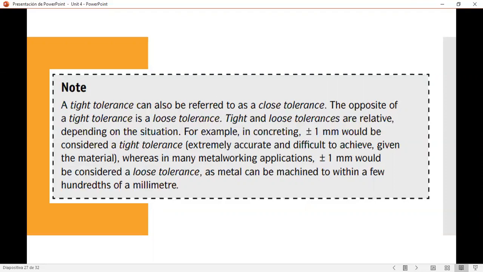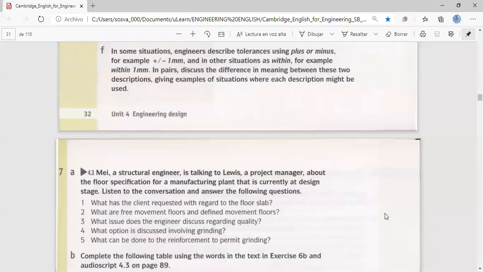Yes, and the exercise F4 in the book, let me just change the slide to that one, gives us a quick activity. It says that in some situations engineers describe tolerances using plus or minus, for example plus minus 1 millimeter, and that in other situations they use within. That would be within 1 millimeter.